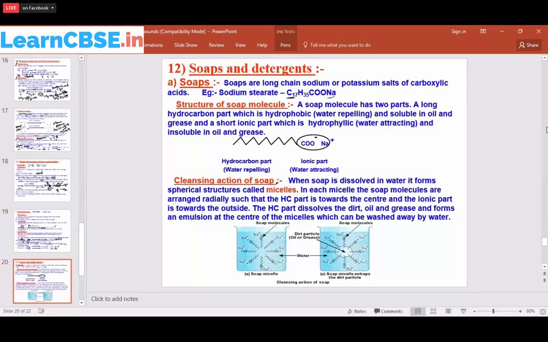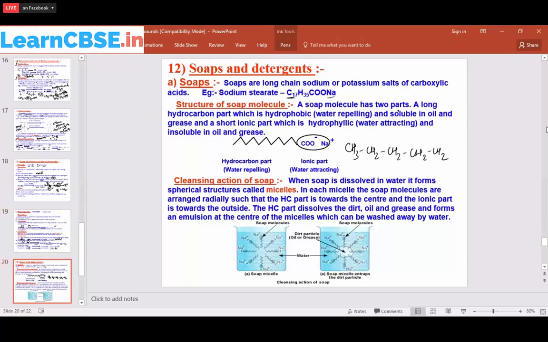Now this is the structure of the soap molecule. C17 means we draw it like this: CH3, CH2, CH2, CH2, and so on up to C17. Instead of writing it like this, we just make up and down arrow marks, like chains.